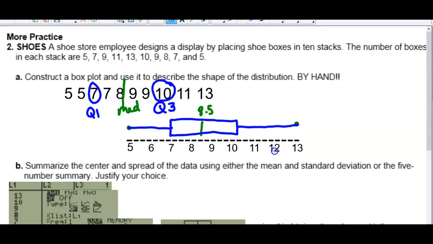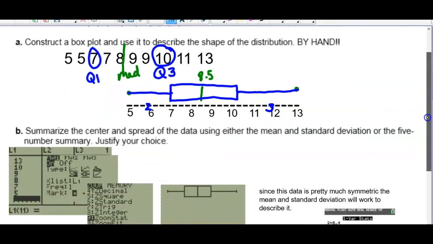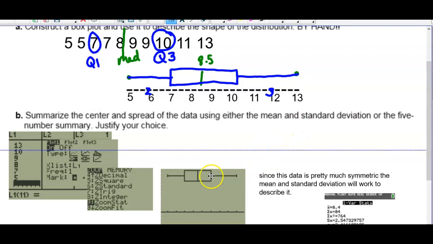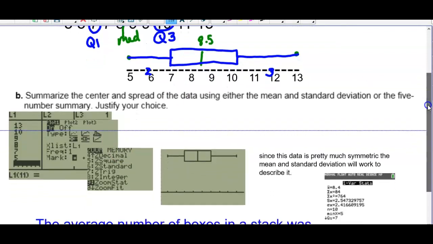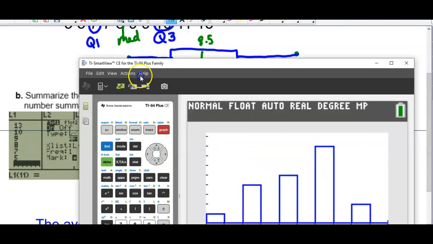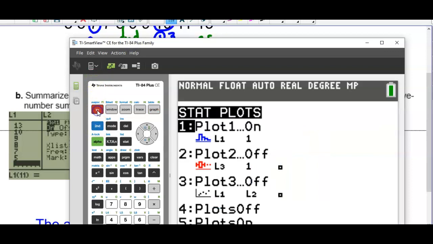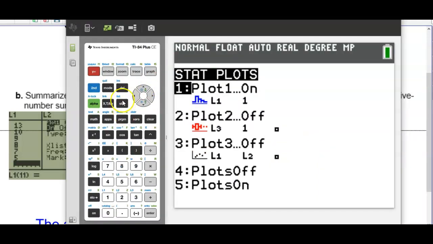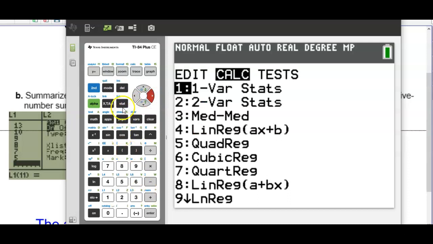Now, this looks pretty symmetric to me. I tried to make my line even. This whisker is a little bit longer, so this whisker is 2 units long and this whisker is 3 units long. But it's not significantly skewed. So I did do it on the calculator as well and turned this stat plot on to a box plot. I can show you that real quick. I don't know if I have these data points in. I'm pretty sure I do somewhere.